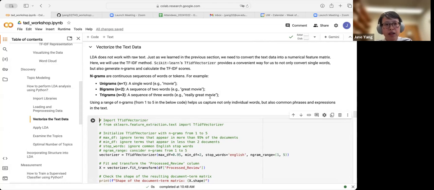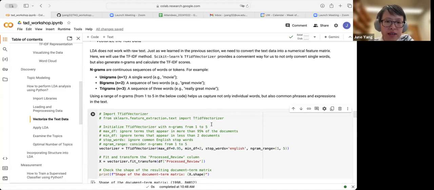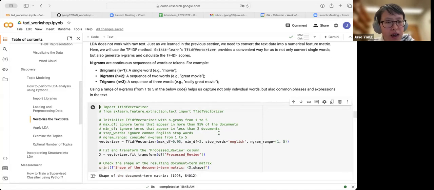So what does n-gram mean? N-grams are continuous sequences of words or tokens. A unigram is essentially a single word, right? But an n-gram can also be a bigram, which is usually a sequence of 2 words, and a trigram is a sequence of 3 words, for example. So we can break our text not only into words, but also into phrases. And all of this can be customized when we perform this vectorizing step.